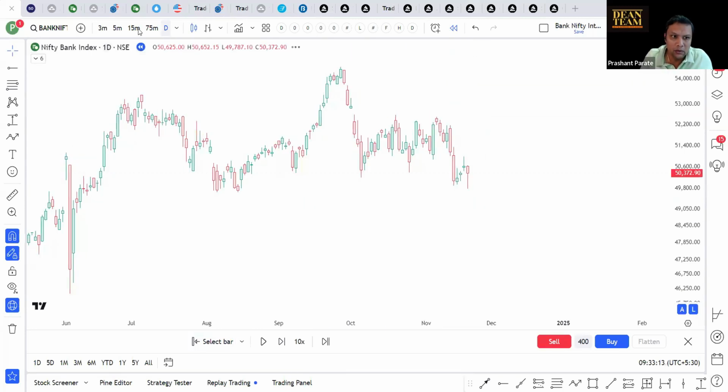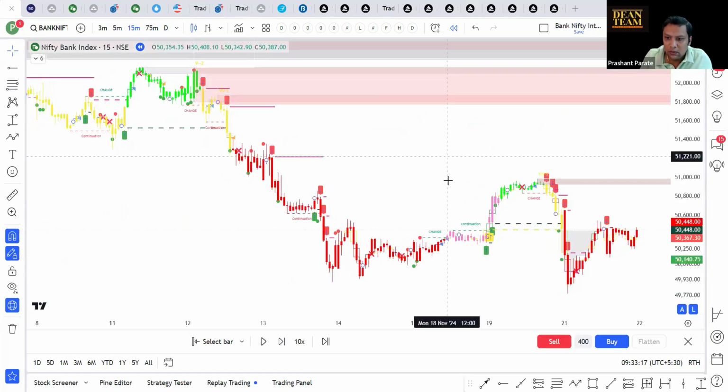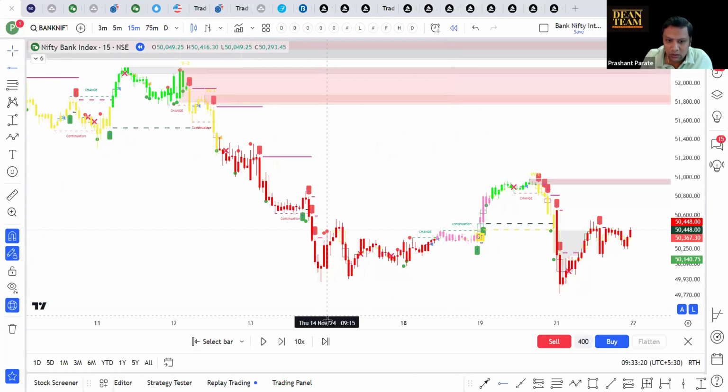let's check this part. And this is the 15-minute chart. Now on the 15-minute chart, what do we see?